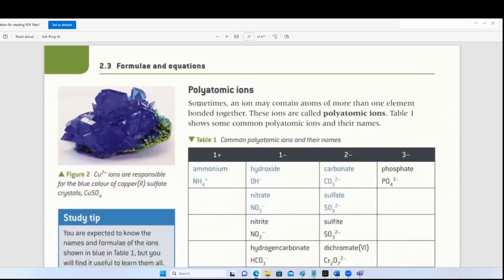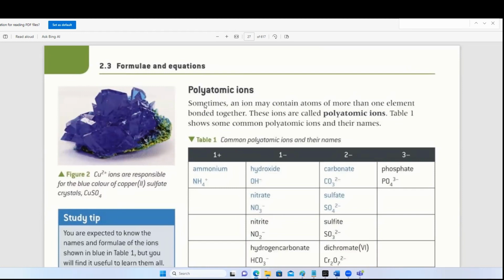Polyatomic ions. Sometimes an ion may contain atoms of more than one element bonded together. These ions are called polyatomic ions. The table shows some common polyatomic ions and their names. If you remember, I used to call them radicals. They have a name in your book as well, so they are called polyatomic ions.